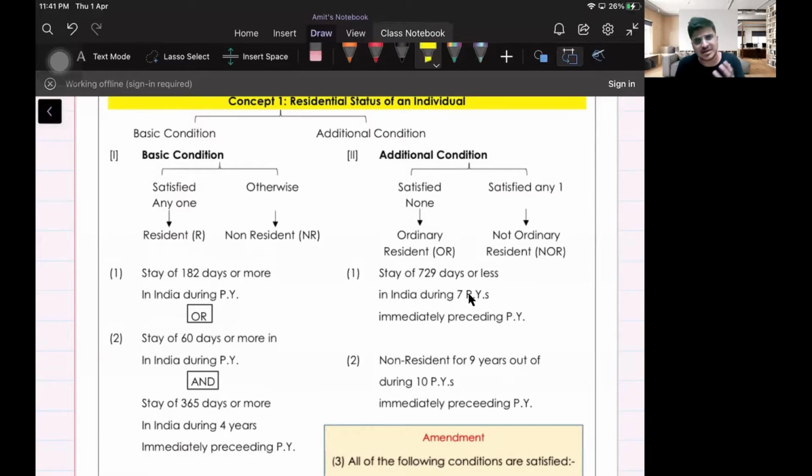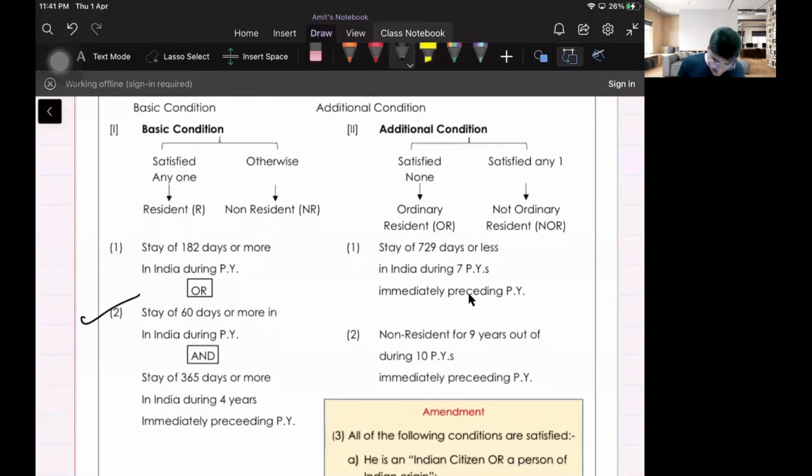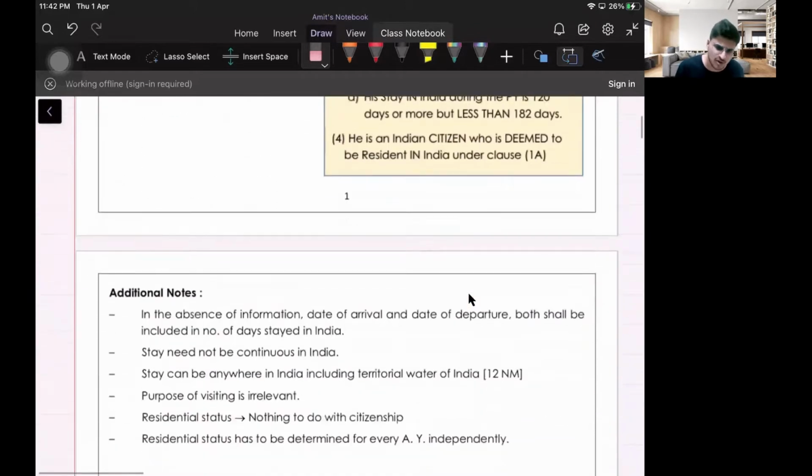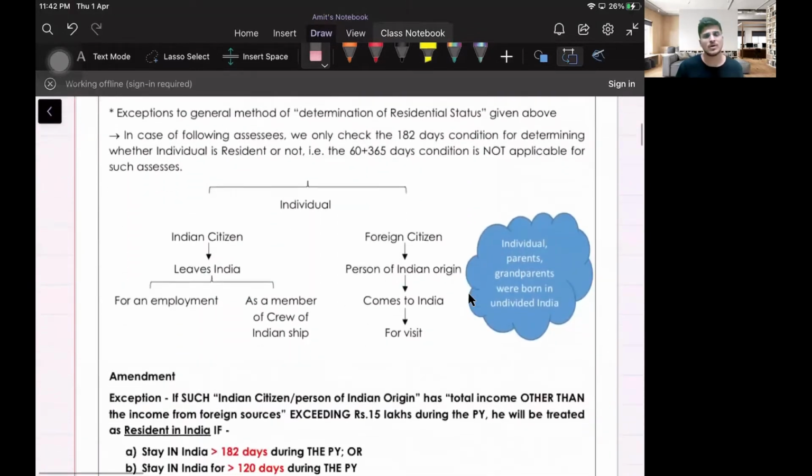Perfect. But in certain cases, in certain exceptions, the second basic condition will not be applicable. तो सर ये कौन से cases है? So there are 3 cases in all, in which the second basic condition is not applicable at all. Only the first basic condition is applicable.